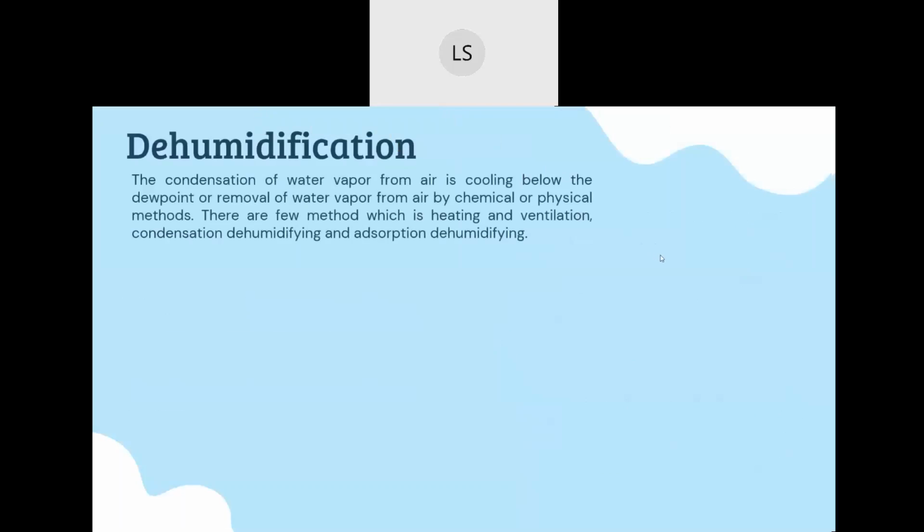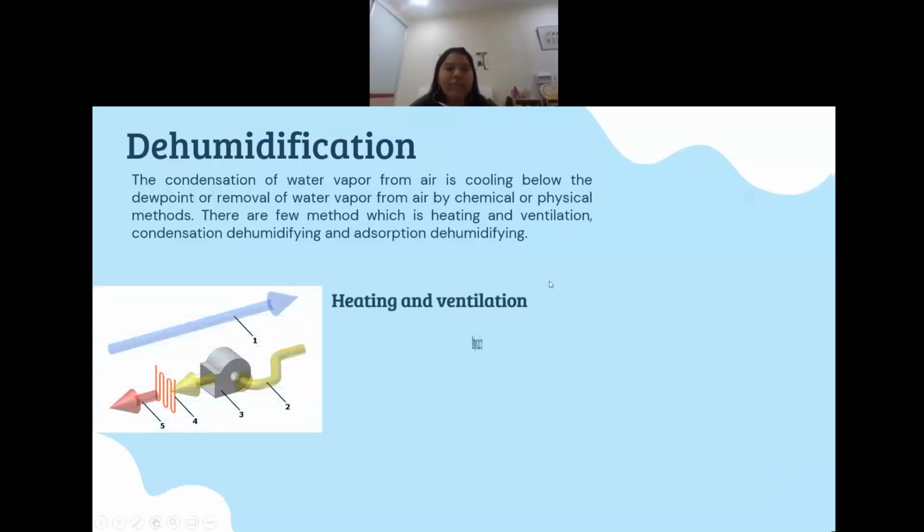Next is dehumidification. It is the condensation of water vapor from air by cooling below the dew point, or the removal of water vapor from air by chemical or physical methods. There are two methods: heating and ventilation, condensation with dehumidifying, and absorption with dehumidifying.